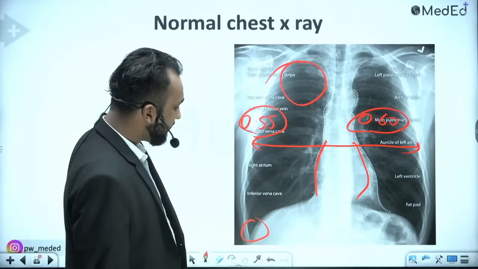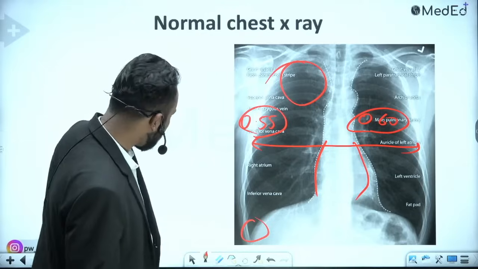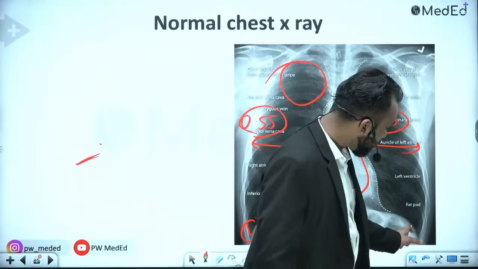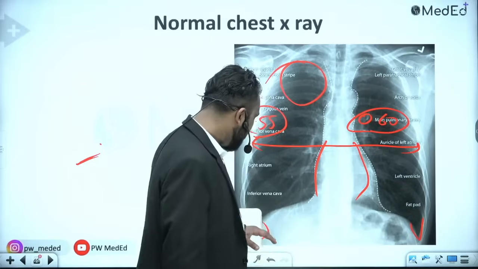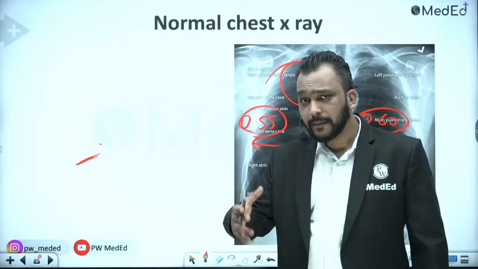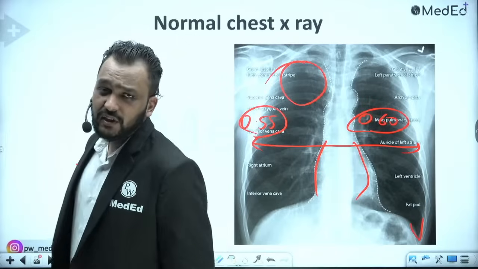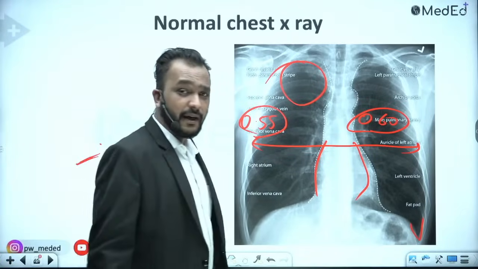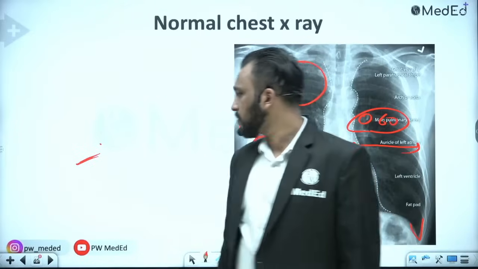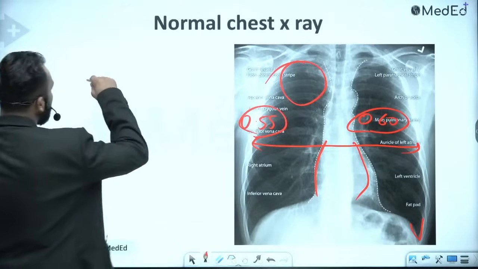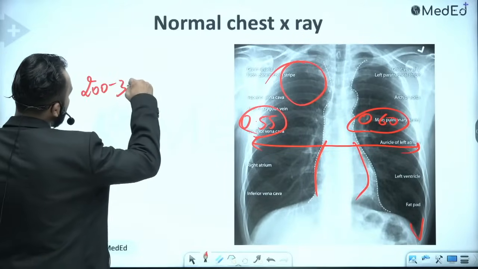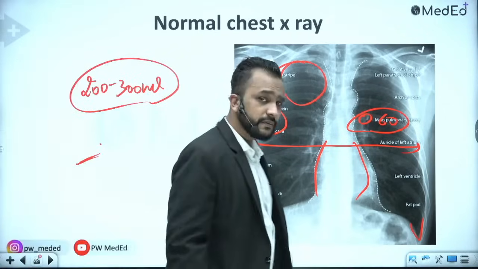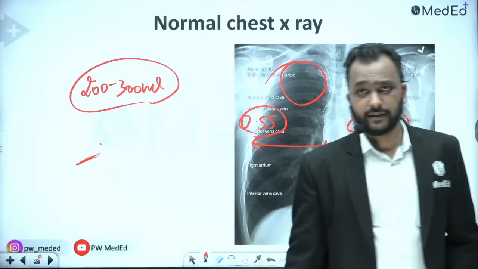Very good Yuvraj. We will look at the CP angles also. If the costophrenic angles appear sharp in this patient, fine, but whenever there is pleural effusion, there will be blunting of the costophrenic angle. And you should know how much pleural effusion can cause blunting of the costophrenic angle. It is approximately 200 to 300 ml. 200 to 300 ml of pleural effusion can cause blunting of the costophrenic angle.